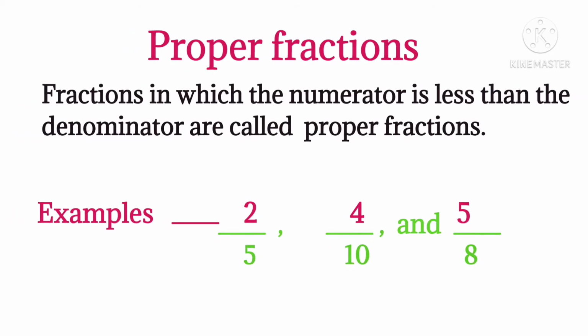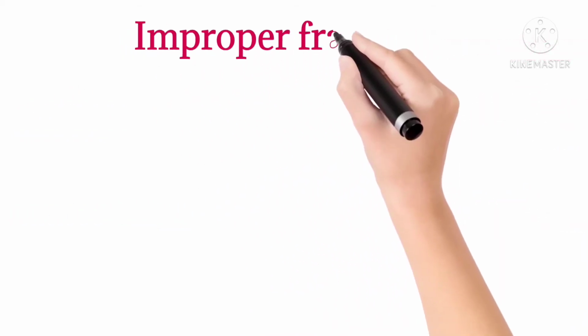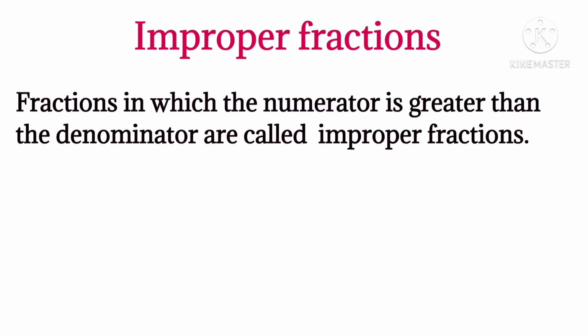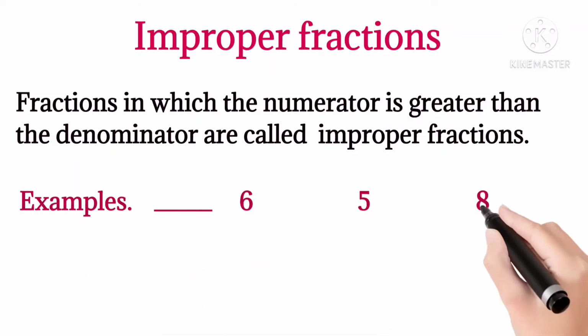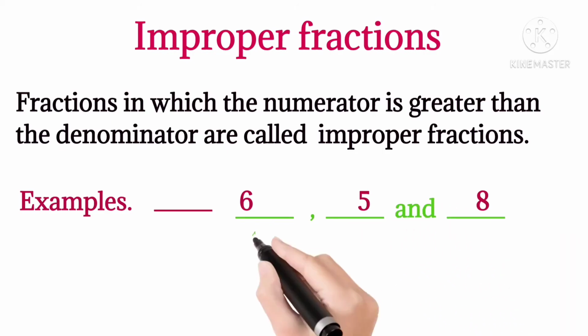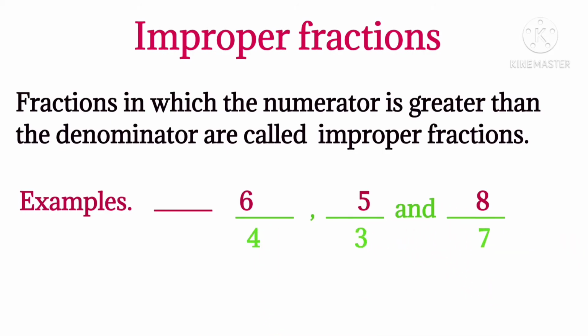Second one, what is improper fraction? The fractions in which the numerator is greater than the denominator are called improper fractions. Examples: 6 by 4, 5 by 3, 8 by 7, etc. Here, numerators are greater than denominator.